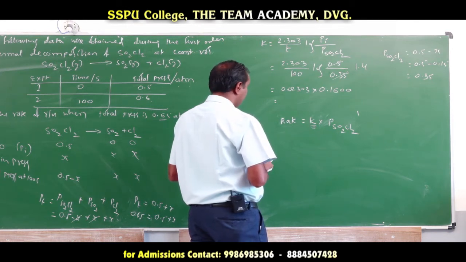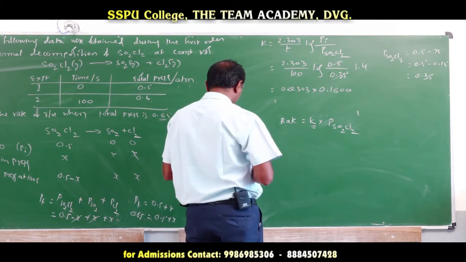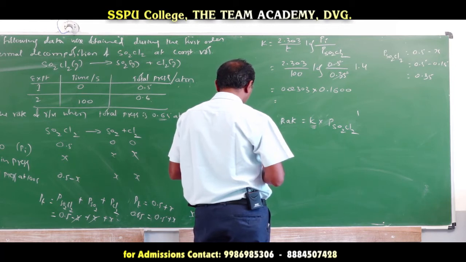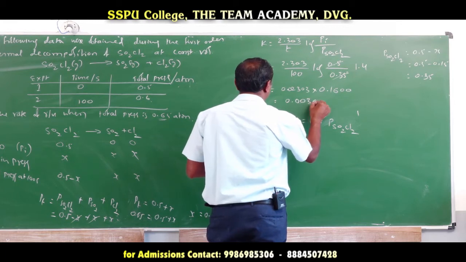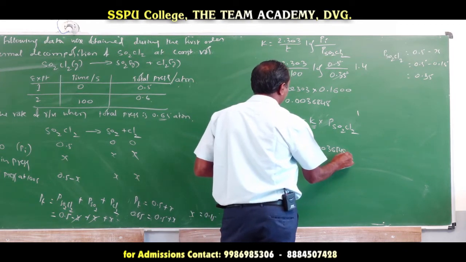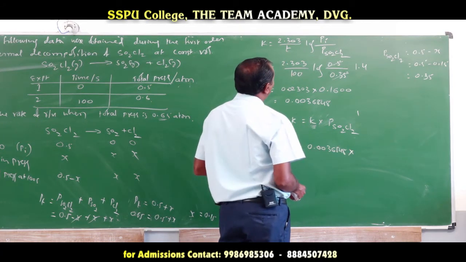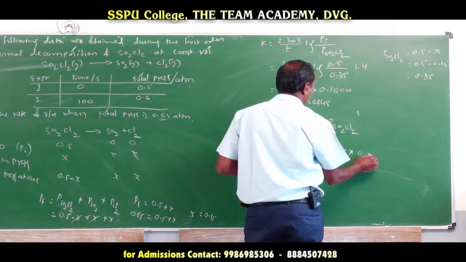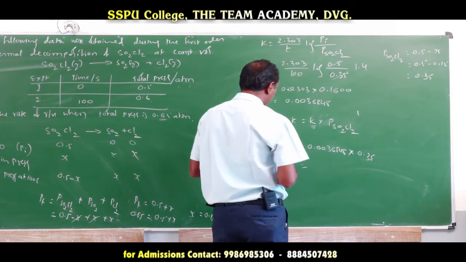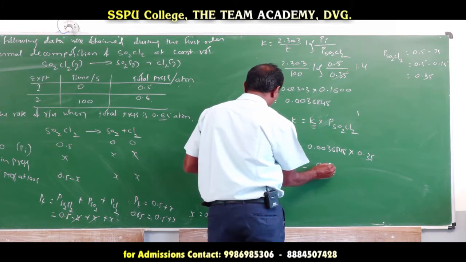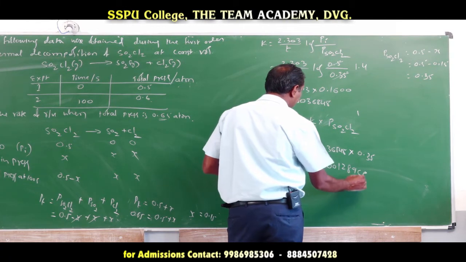0.02303 into 0.16 gives 0.003688. That is the value of K. The rate is K, 0.003688, into the partial pressure of SO2Cl2, which is 0.35, so it should be multiplied by 0.35. That gives 0.00128968. So that is the rate.